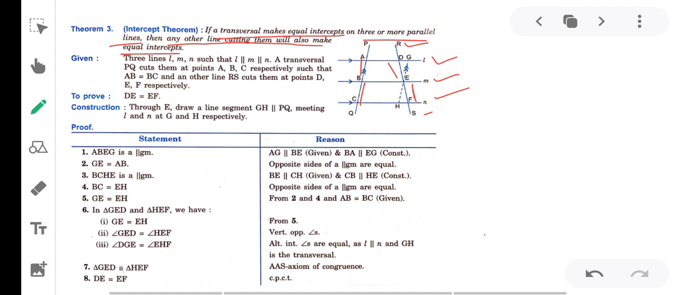The proof of this theorem is not important, so only remember the intercept theorem. If a transversal makes equal intercepts on three or more parallel lines, then any other line cutting them will also make equal intercepts. Clear? Now we'll solve some questions.